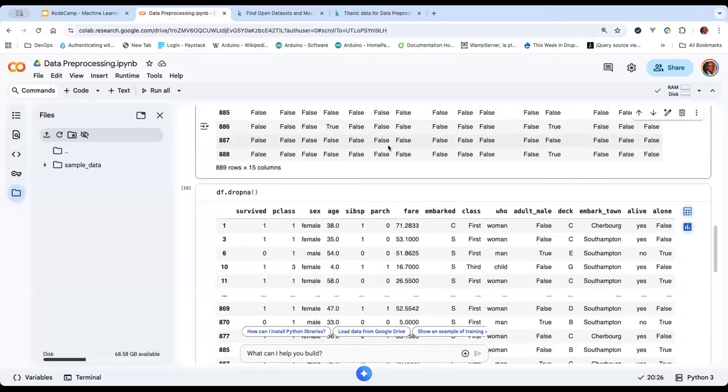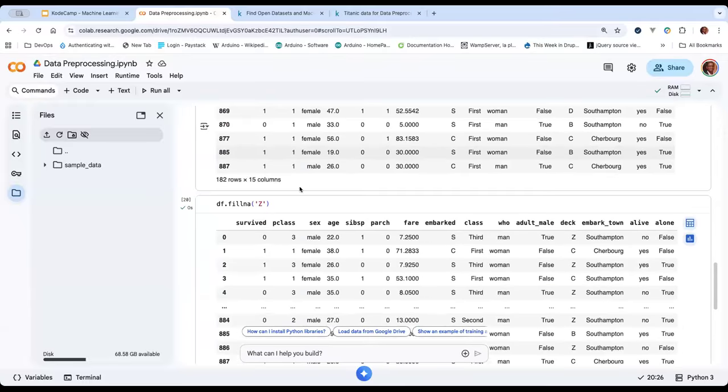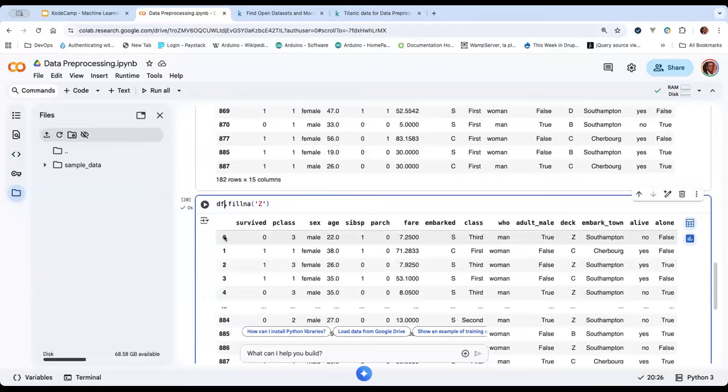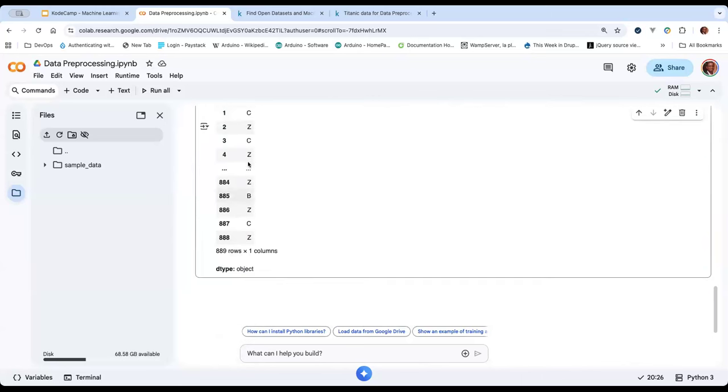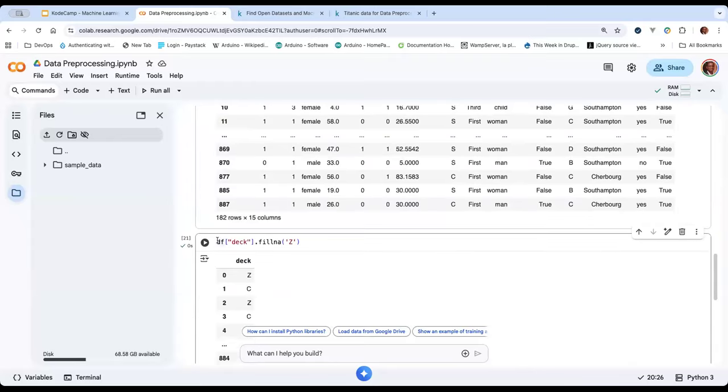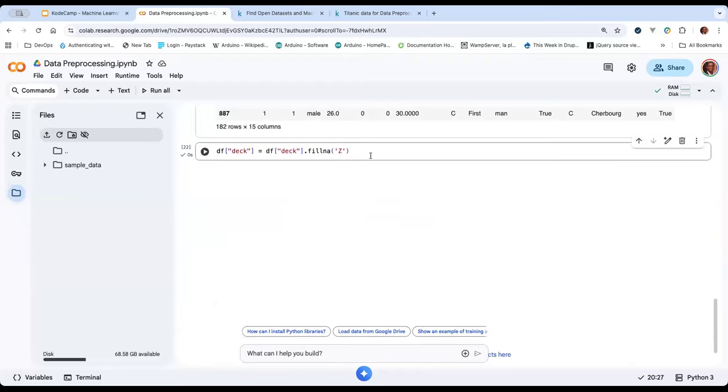Filter is what I'm looking for. So I would say df deck, right? Fill where the deck is null, you fill it. So it's only giving us this. But if I want to change the original data frame, I have to reassign it back to the original data frame. Okay. So with this, I would have cleaned it up.